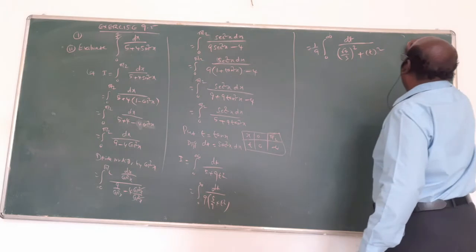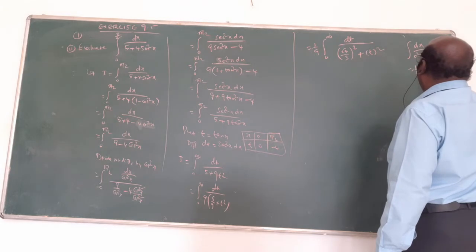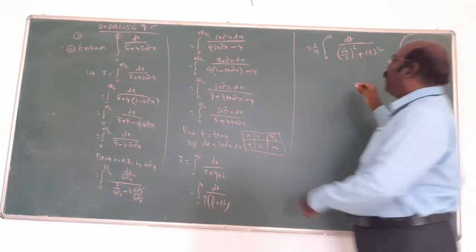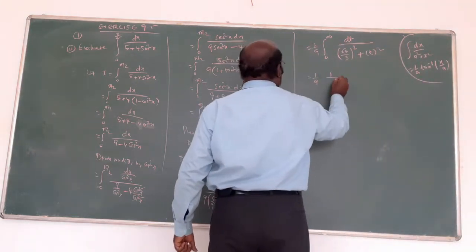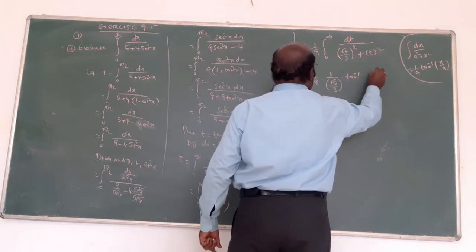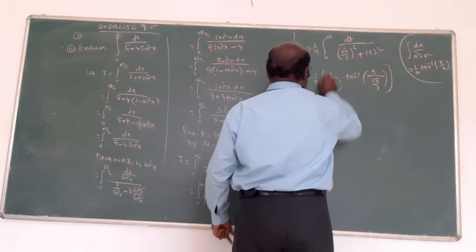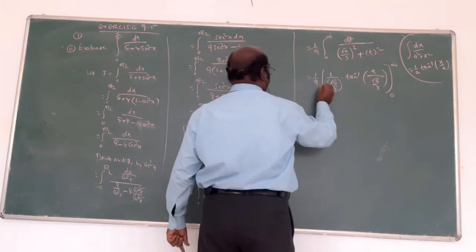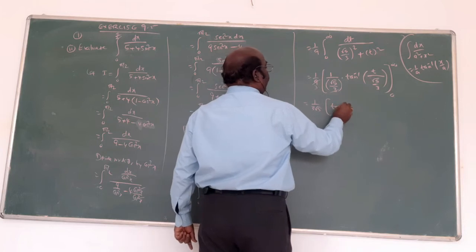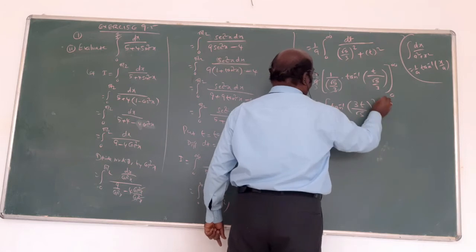Now it is on the previous formula. Integral of dx by a square plus x square equals 1 by a tan inverse of x by a. Am I right? This is the formula. Apply here: 1 by 9 into 1 by root 5 by 3, that is 1 by a, into tan inverse of t divided by root 5 by 3. The limit is 0 to infinity. Am I right? 1 by 3 root 5. Again, tan inverse of the ratio is 3t by root 5, here 0 to infinity.